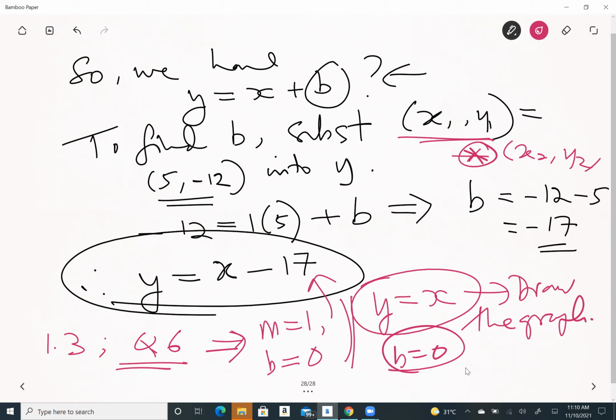So just draw the graph, or if you don't want to draw it, just sketch it. No need to do the scale or the intervals. Get a few points, sketch the graph, how it looks like. Okay, good.